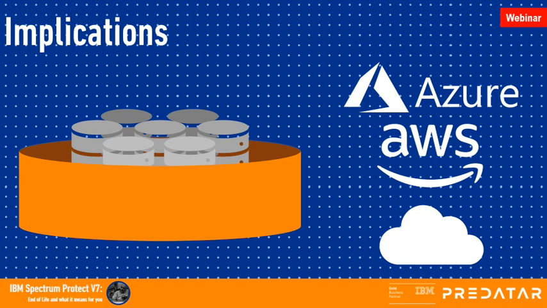So before we wind up today, we wanted to talk about a few of the possible scenarios that a move to Spectrum Protect version 8 could enable, and how flexible cloud support can help users to modernise their environment.